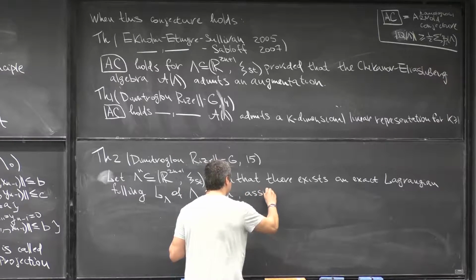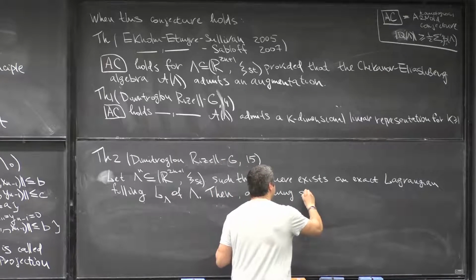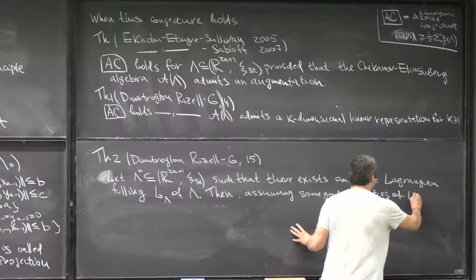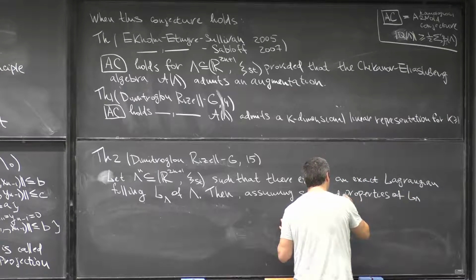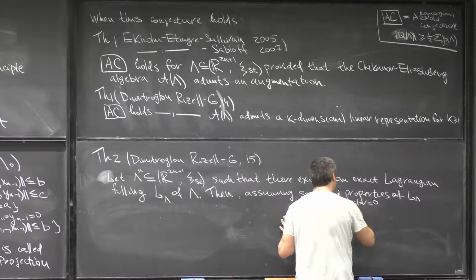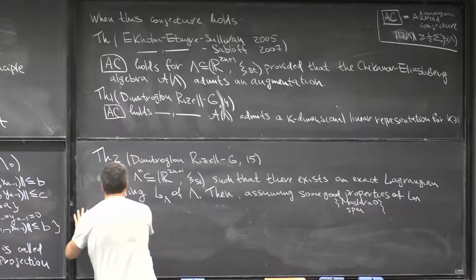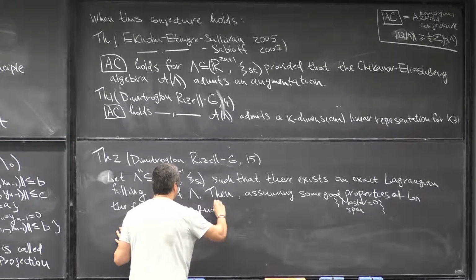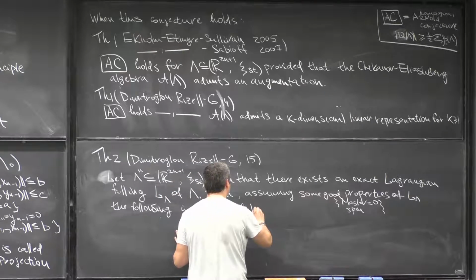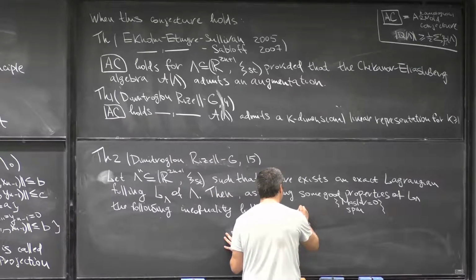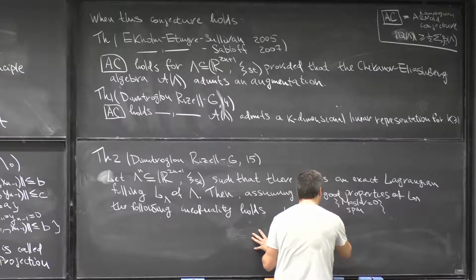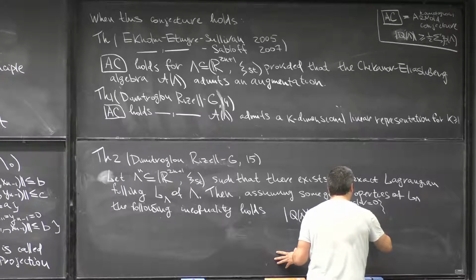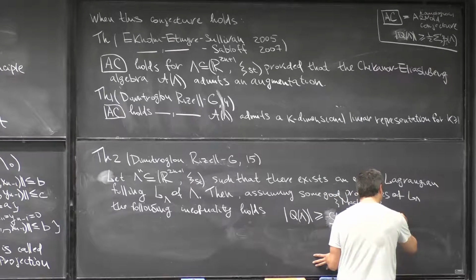So let me write some extra words. Assuming some good properties of this filling L lambda, and by good I mean Maslov 0 and spin, the following inequality holds. So the size of this set is bounded from below by a stable Morse number of this L lambda.